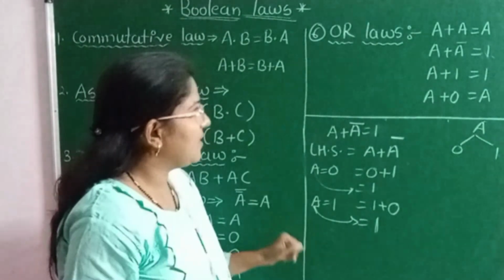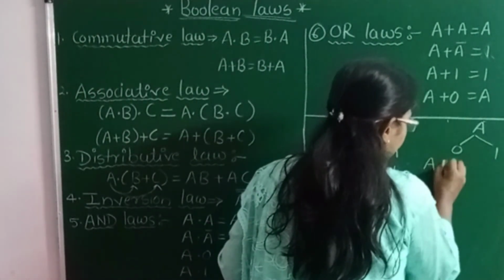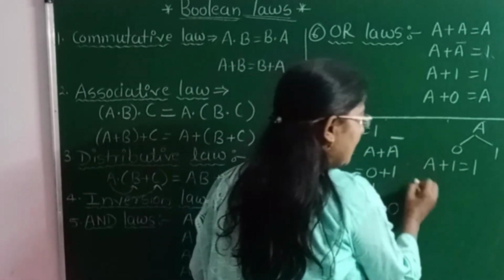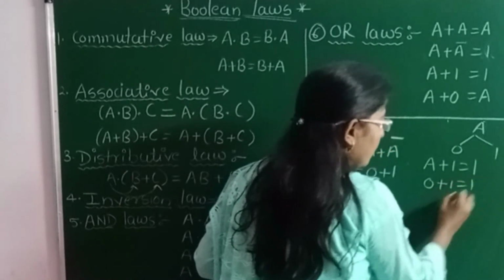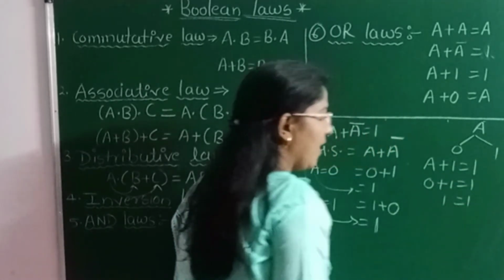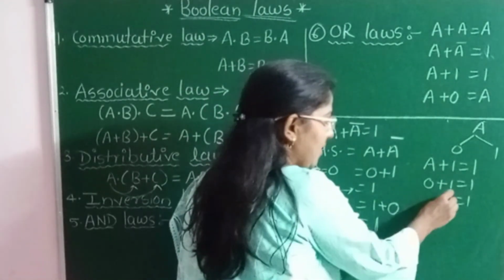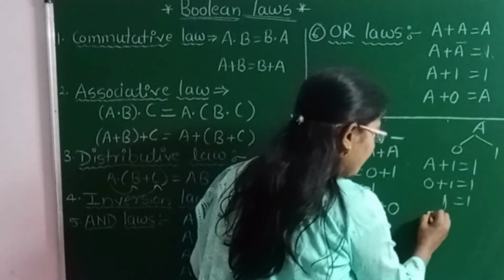That's why A plus A bar is equal to 1. Now consider the next law, that is A plus 1 equal to 1. A plus 1 is equal to 1. So put the value of A as 0. 0 plus 1 is equal to 1. So 1 equal to 1. So if I put the value of A equal to 0, then the result is 1.